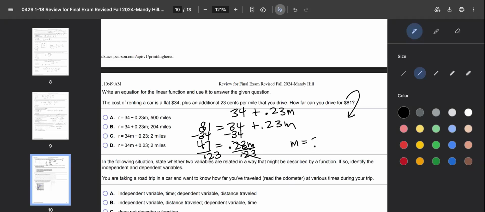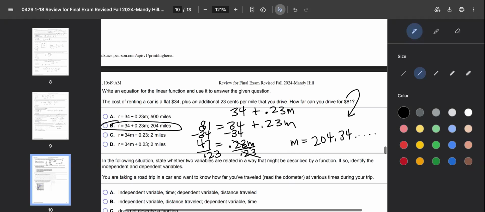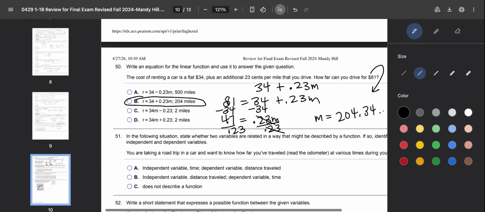And I'm going to get 204.34, and it just keeps going. Okay, so when I'm looking over here, it's clear to me that the right answer is B, because there it is. It's rounding to no decimal places. Okay, we need to get to 53.